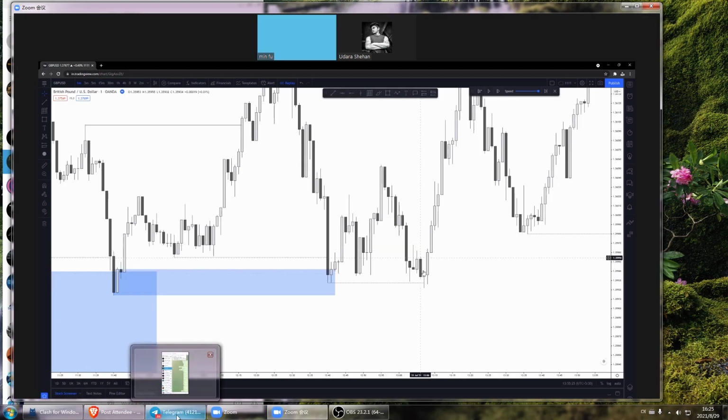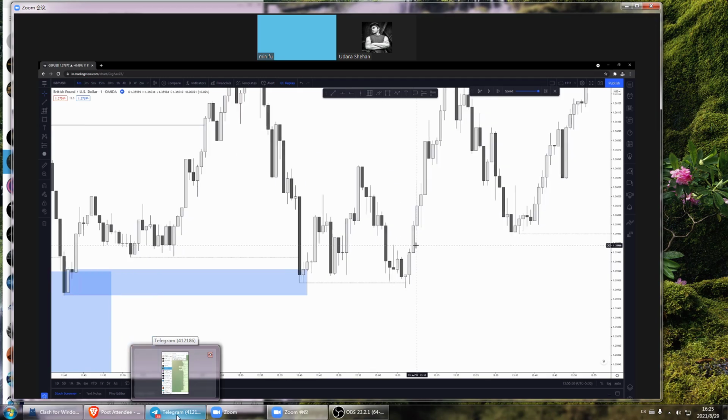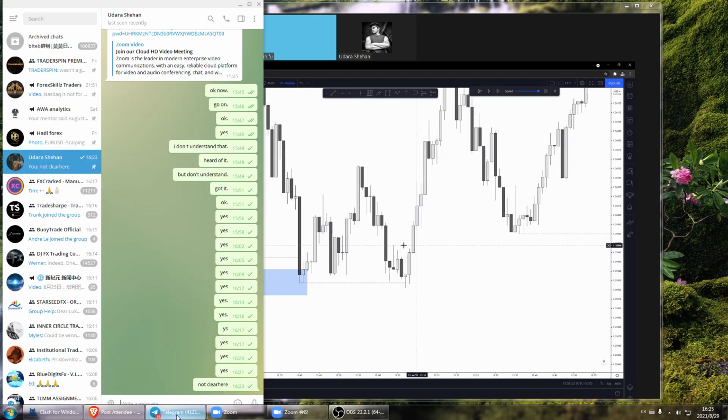Not this, this is not the last push. This is where the whole push down started. Okay, it's very simple, there's nothing overcomplicated. This was the swing high that created this push to the downside. Let me know if it's clear.